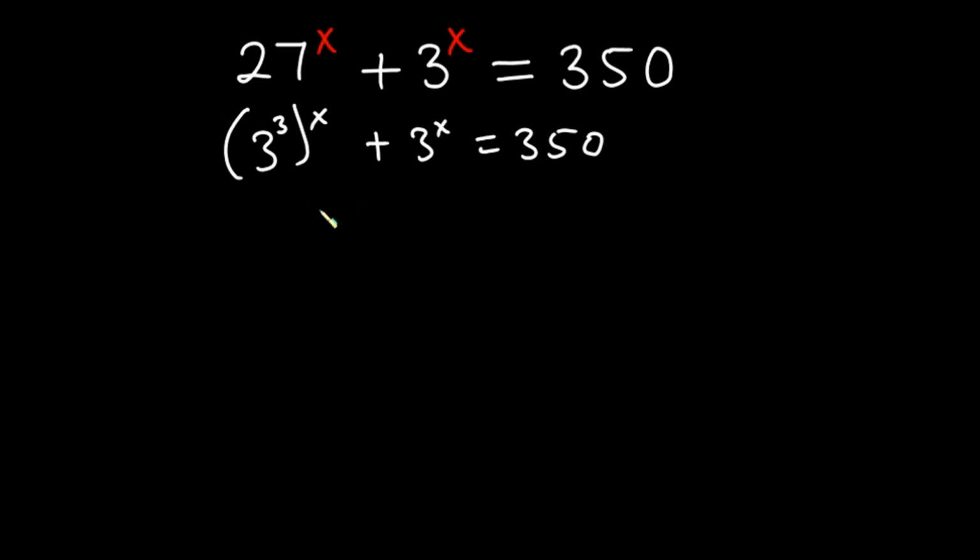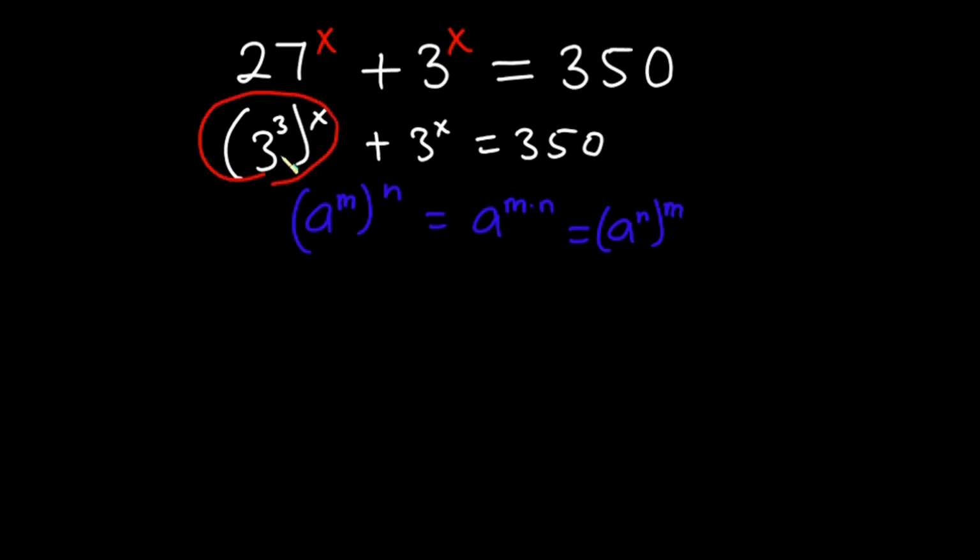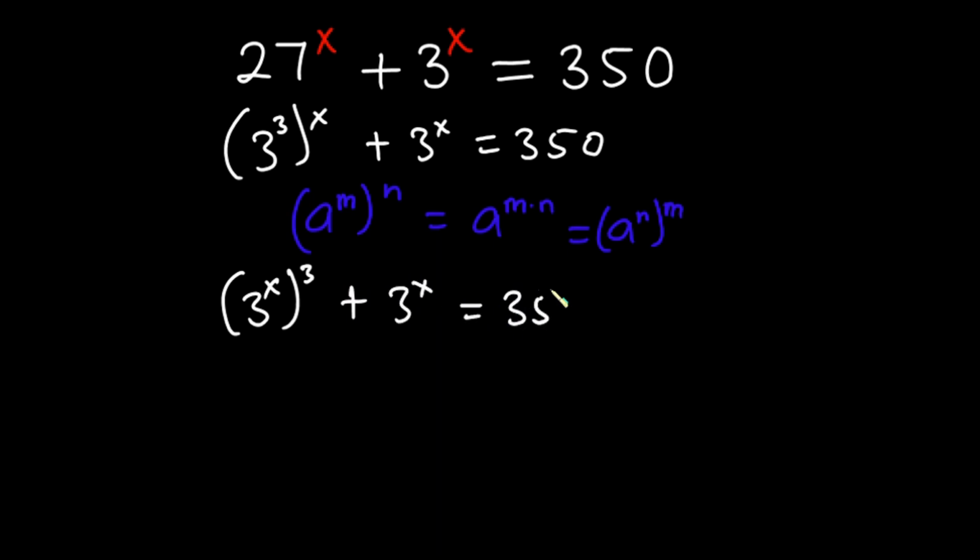Now from indices, a to the power m, all to the power n, is the same as a to the power m times n, and it is also the same as a to the power n, all to the power m. So we can write this whole thing in this form, right? We're going to have this to be 3 to the power x, all to the third power, plus 3 to the power x, and this is equal to 350.